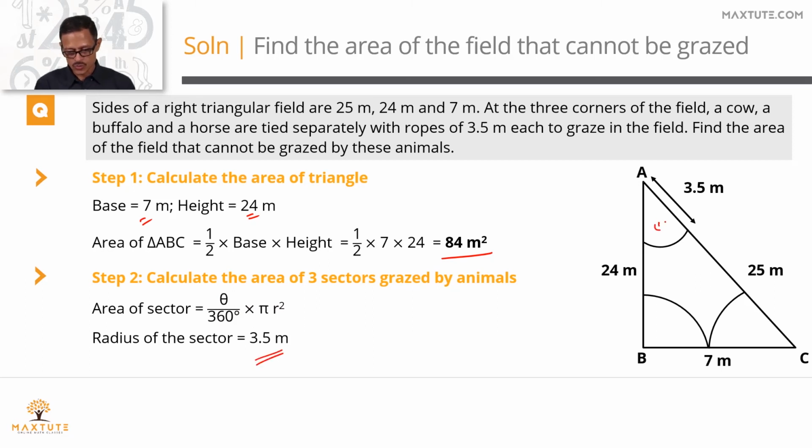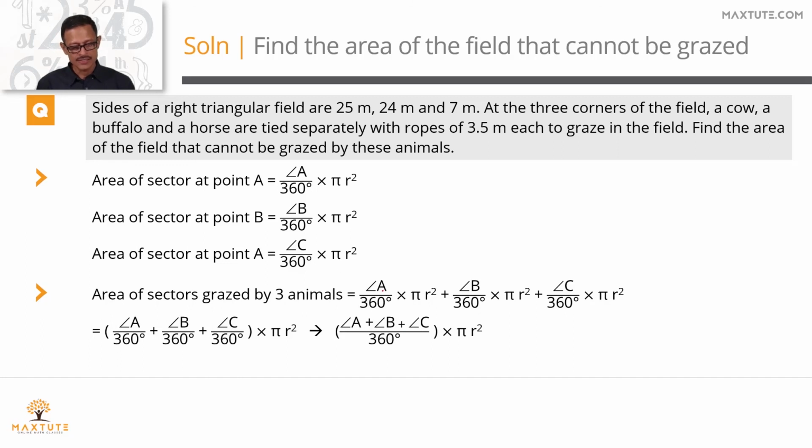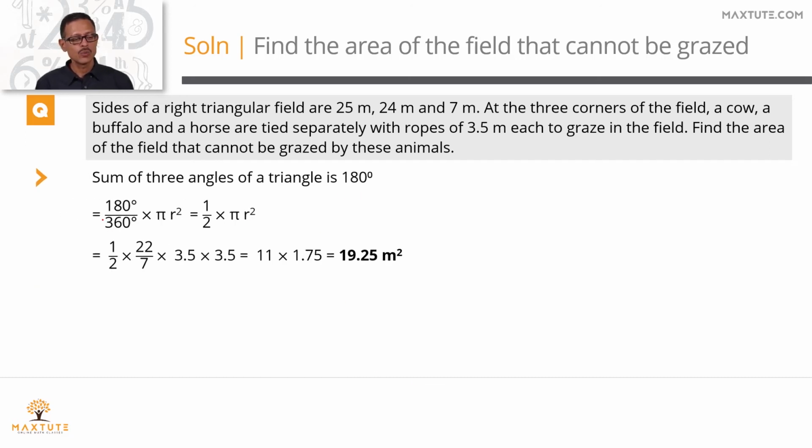So let's call them 1, 2, 3. Area of sector 1 is a by 360 into pi r square. For sector 2, it is b by 360 into pi r square. Sector 3, it's c by 360 into pi r square. Taking pi r square common outside, that leaves us with a by 360 plus b by 360 plus c by 360. A plus b plus c is 180. 180 upon 360 into pi r square. This will leave us with 1 by 2 into pi r square.